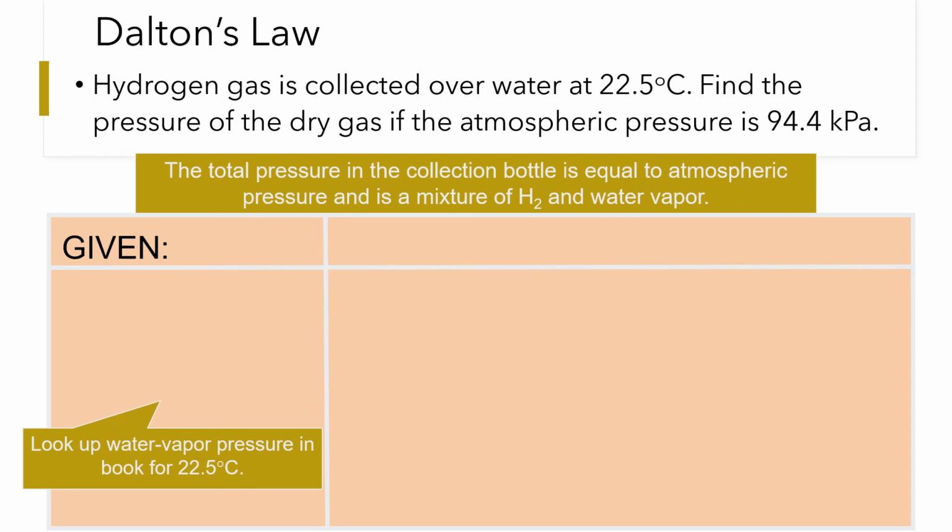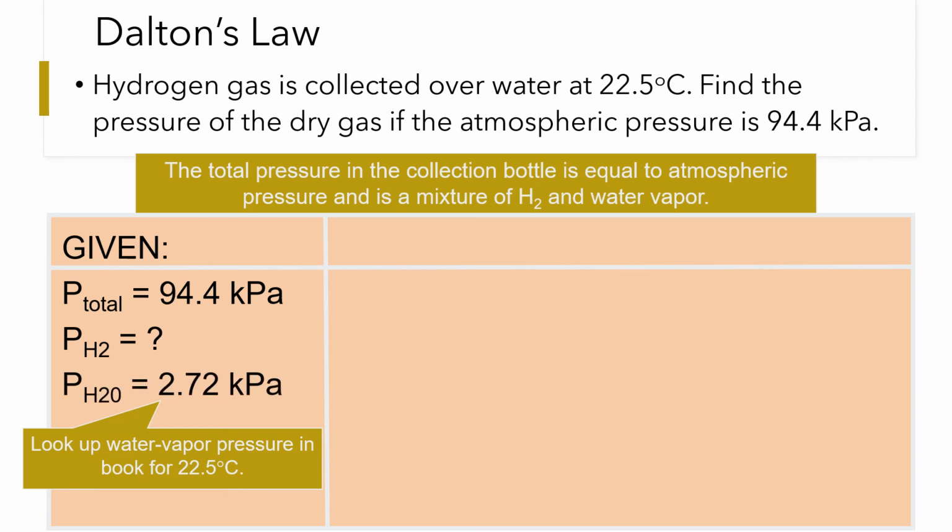Okay, so let's list out our givens. The atmospheric pressure is 94.4 kilopascal, and that's the pressure in the container. That's a mixture of both the hydrogen gas and the pressure from water vapor. We're looking for the pressure of hydrogen gas. And the pressure from the water vapor is given to us from a book, a very thick book full of numbers. For 22.5 degrees Celsius, it is 2.72 kilopascal.